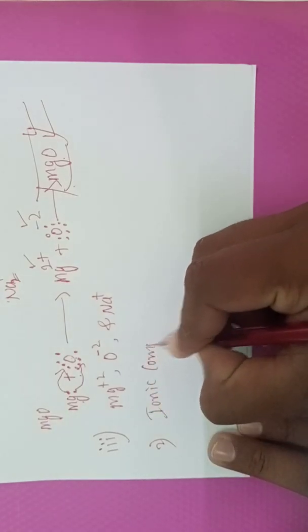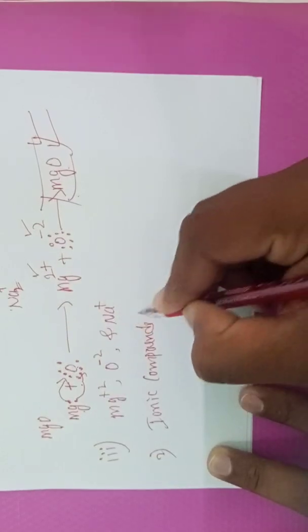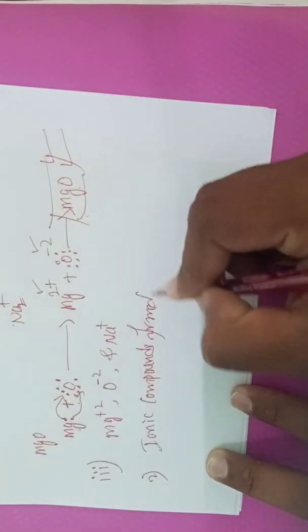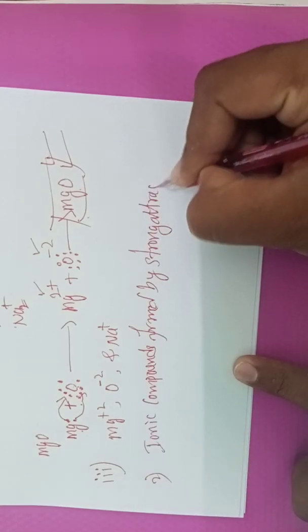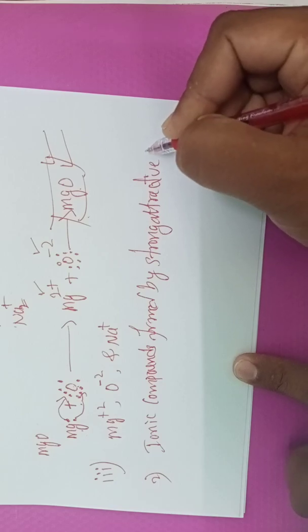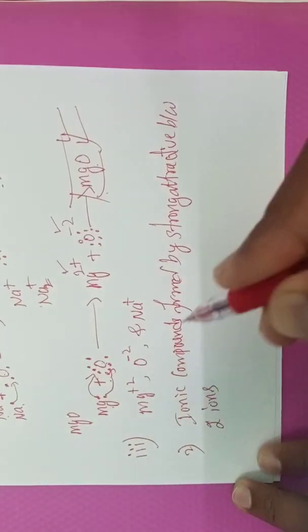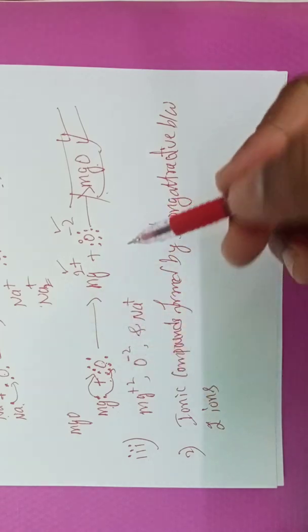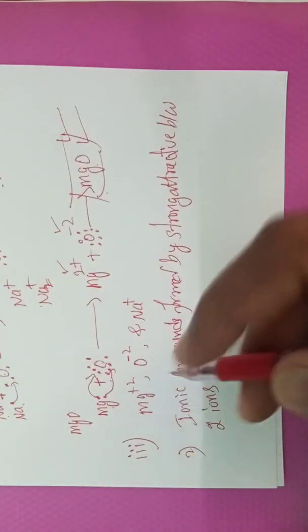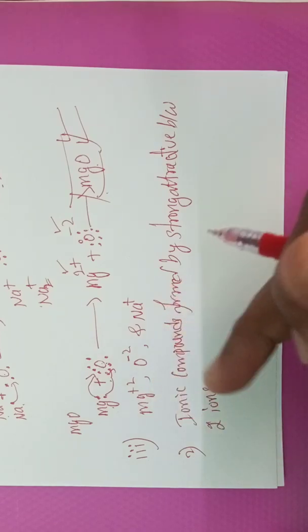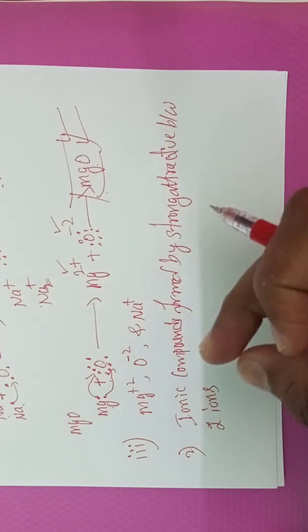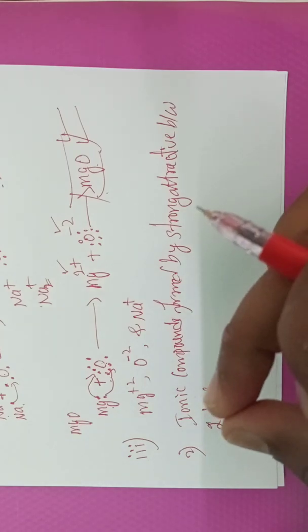Ionic compounds are formed by a strong attractive force between two ions. Those ions should be one positive and another one negative. Okay, and also a considerable amount of energy is required to break that strong interionic attraction. That's why these ionic compounds have very strong force.